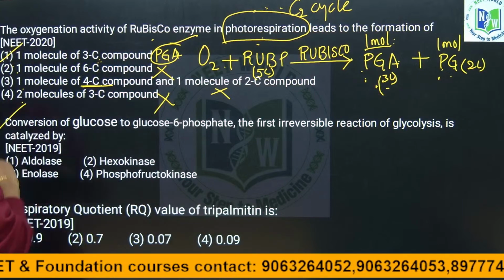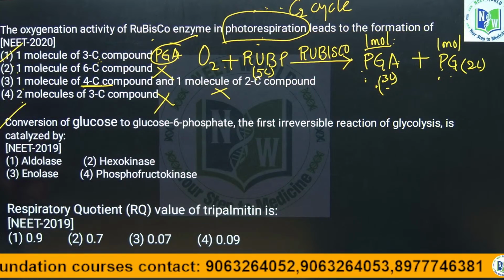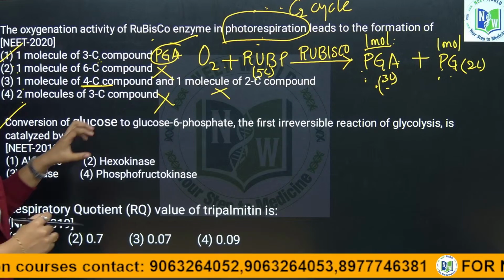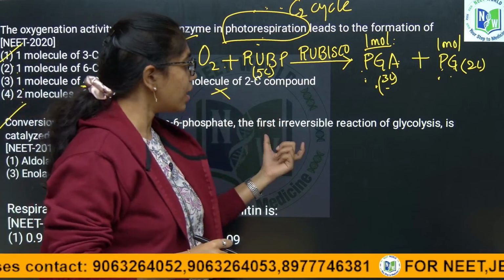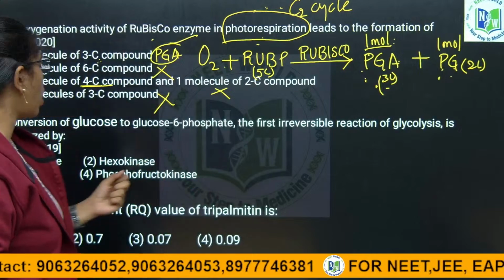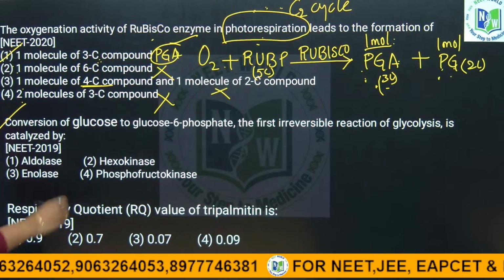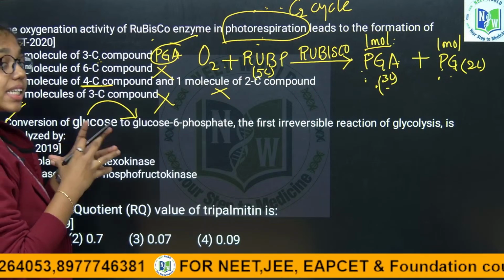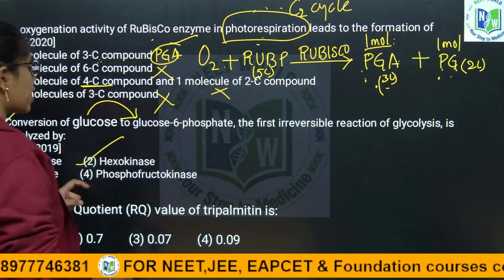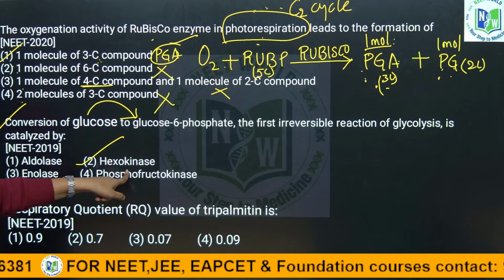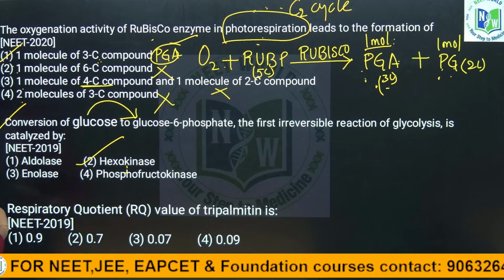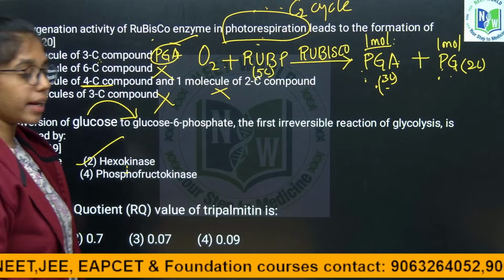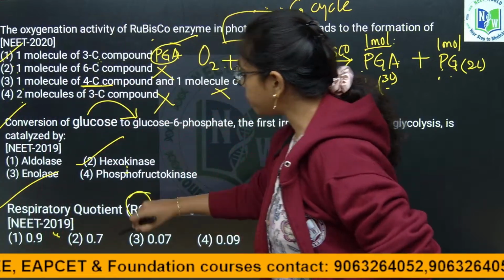And then next question, conversion of glucose to glucose 6-phosphate is the first irreversible reaction of glycolysis. Okay, glucose to glucose 6-phosphate is the first irreversible reaction. It is catalyzed by the enzyme hexokinase. Catalyzed by what enzyme? Hexokinase. And the last question, which was asked in 2019, is based on the respiratory quotient.